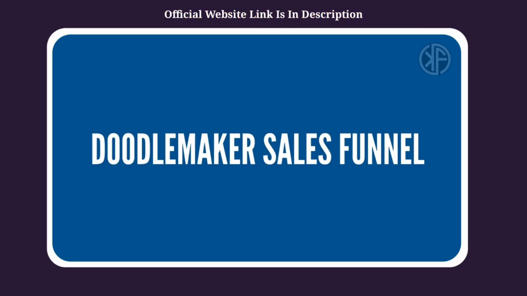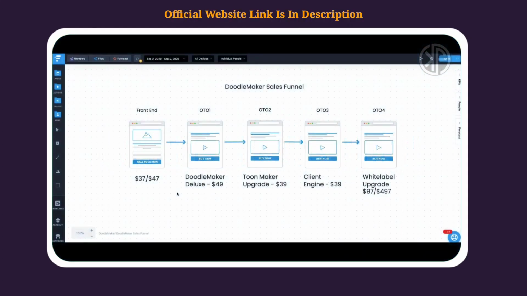All right, so let's take a look at the DoodleMaker sales funnel. This is the sales funnel that I went through when I purchased the product, okay? Now the prices may change because this is a day or two after the launch, all right? So please be aware of that. The front end product, there were two options. $37 and $47 one time. $37 was for the commercial license and $47 was for the enterprise license.